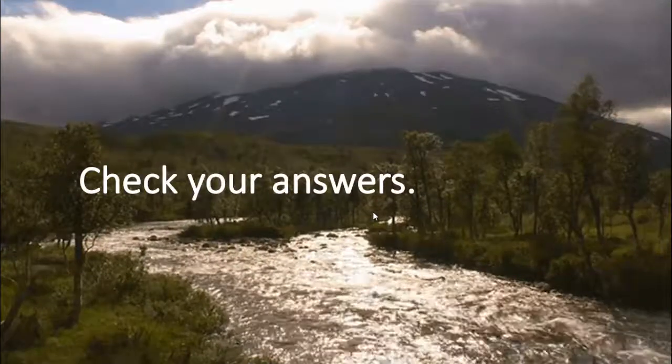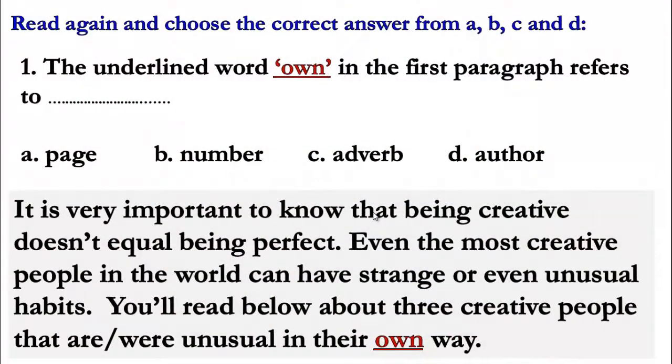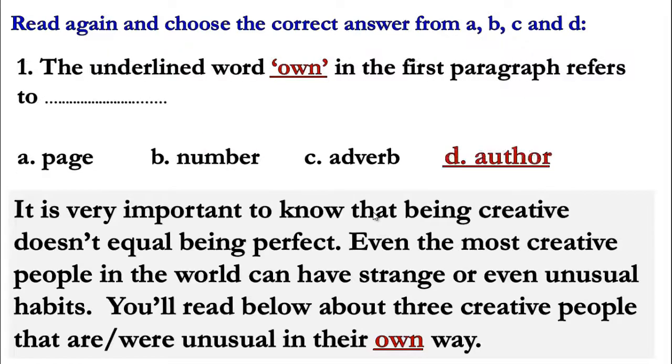Let's check the answers together. This is the first paragraph. The underlined word one, the last line, look at the last line here, okay, refers to what? Read the last two lines together with me. You will read below about three creative people that were unusual in their own way. So here refers to what here? Who can tell me? Page, number, adverb, or author here? Excellent. Author, okay.